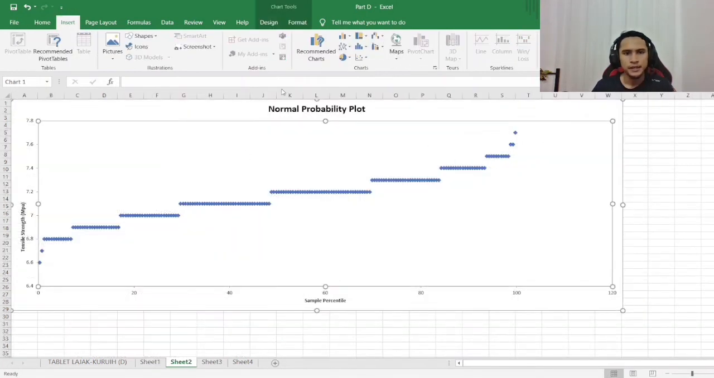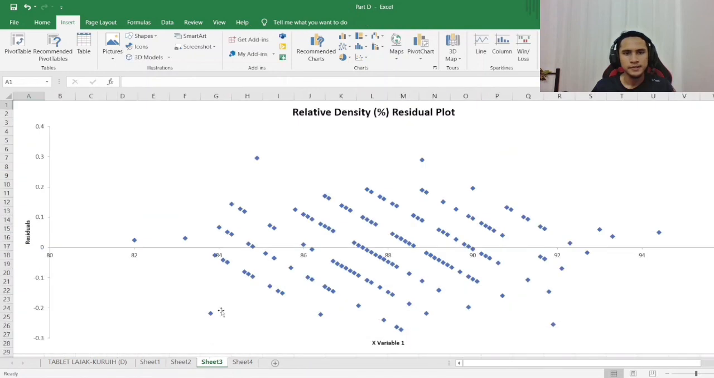Next, we will see the normal probability plot. So here is our normal probability plot. And next, here is our relative density residual plot. As you can see here, all the residuals are scattered around 0. So this indicates that the normality assumption is satisfied.